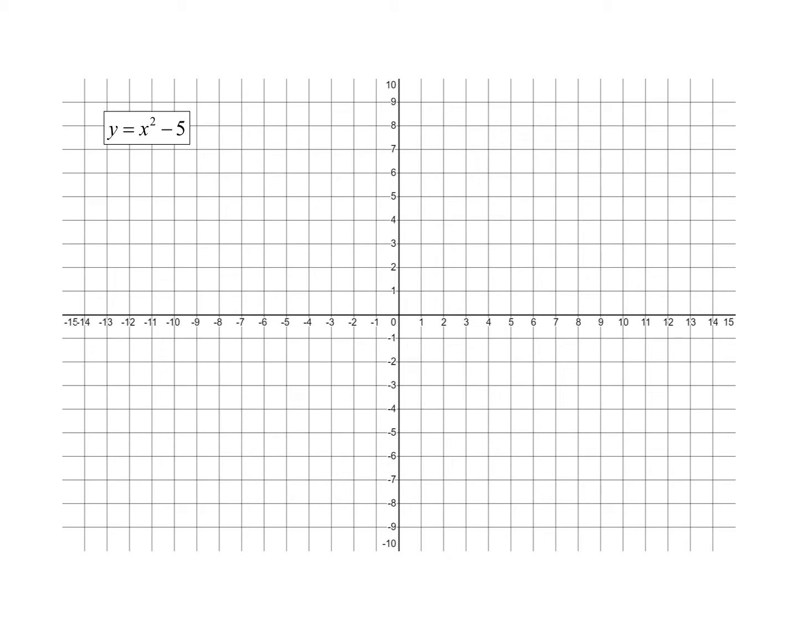Here, the parabola has been shifted down 5. And then it's our usual shape from there. Here we have a horizontal shift. It's to the right 5. Whenever it's in brackets, it's always opposite to the sign. And then from there, we have our usual shape.